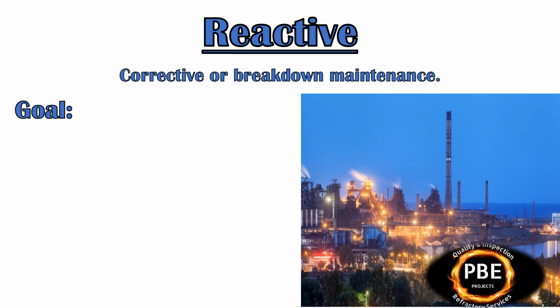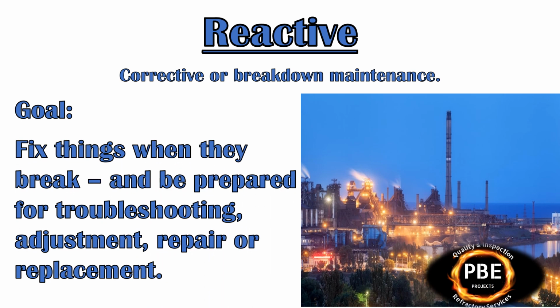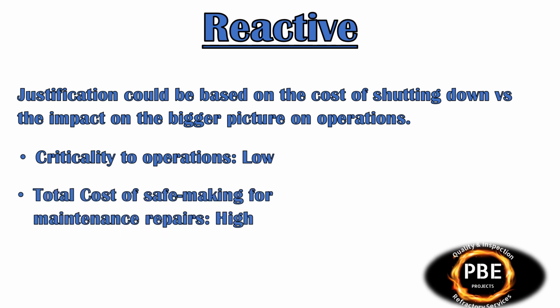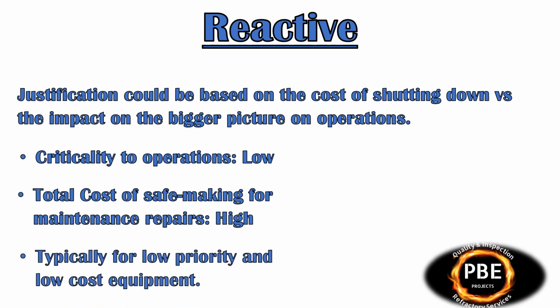So reactive, also referred to as corrective or breakdown maintenance. The goal? Fix things when they break and be prepared for troubleshooting, adjustment, repairs or replacement. Justification could be based on the cost of shutting down versus the impact on the bigger picture on operations. The criticality to operations is typically low. The total cost of safe making for maintenance repairs is typically high. And typically for low priority and low cost equipment, this is where you'd find your reactive maintenance strategy implemented.